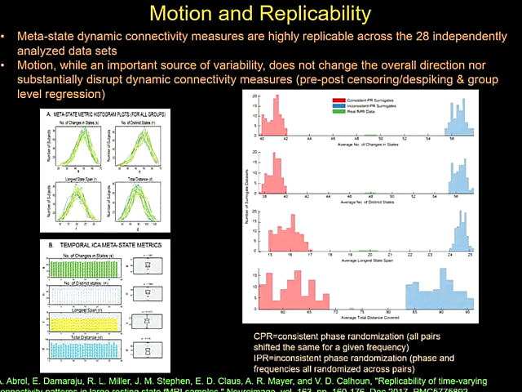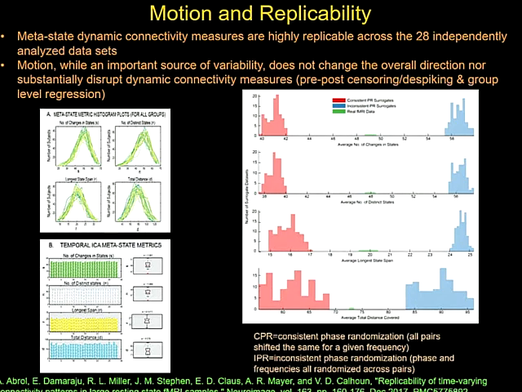And if we look at more explicitly dynamic parameters, so the metastate metrics that we talked about, for example, we find that they also tend to be highly replicable across the different data sets. So these are those 4 different measures showing the distribution in those different data sets.